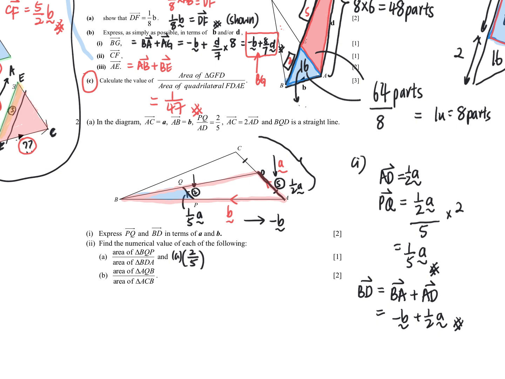What should we do to the ratio for similar triangle? Must find the ratio and then you times the ratio. No.